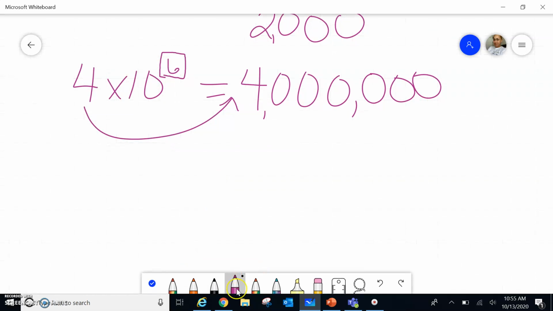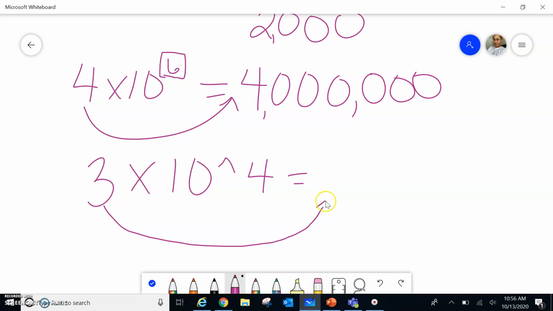The last one. 3 times 10 to the 4th power. Again, this little caret also means that this number is going to be your exponent. Again, this means I'm going to take my 3 and bring it over. And I'm going to have 4 zeros. This exponent means I'm going to have 4 zeros in my answer, which is 30,000.